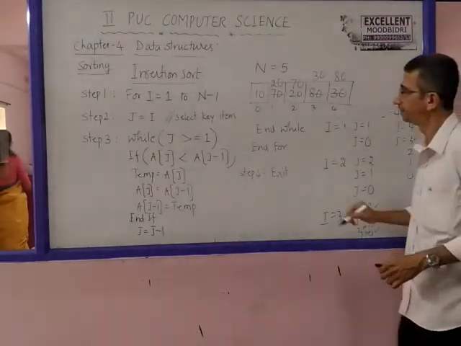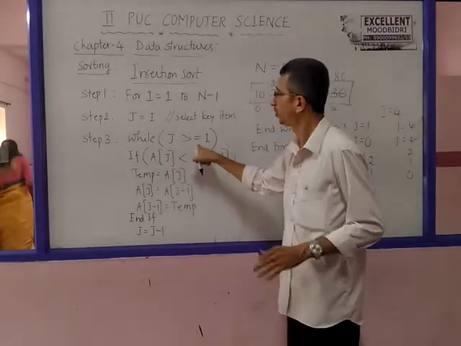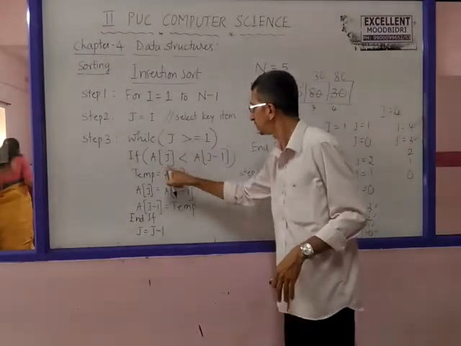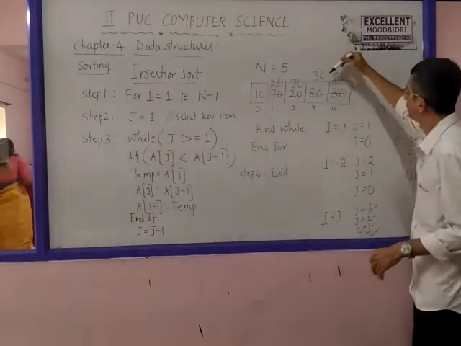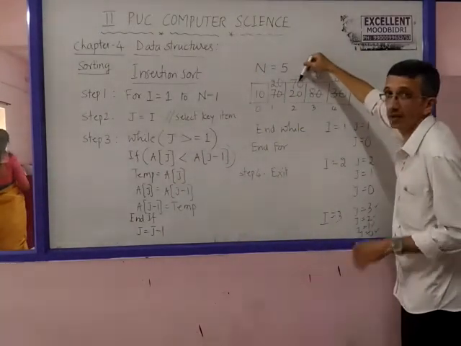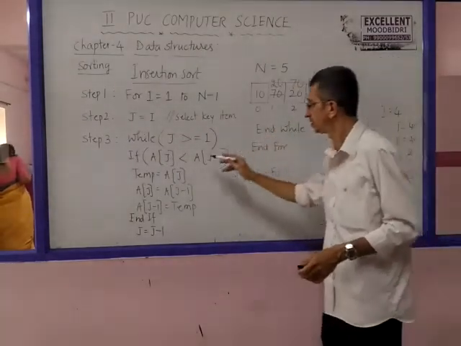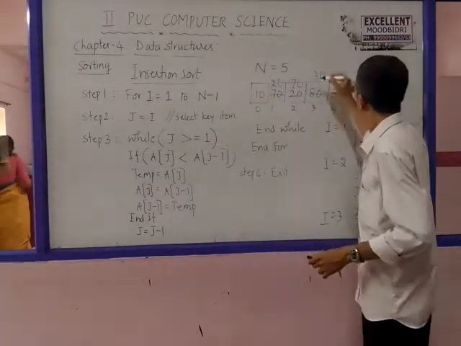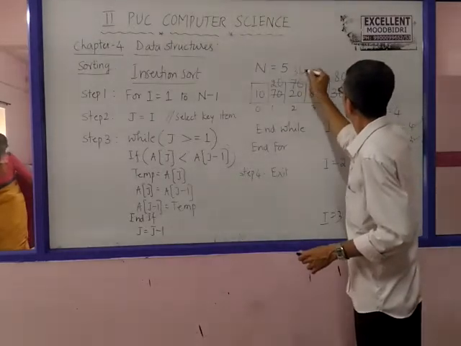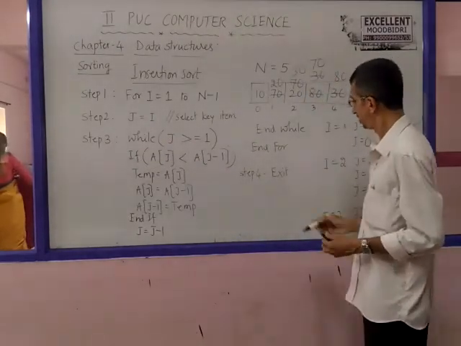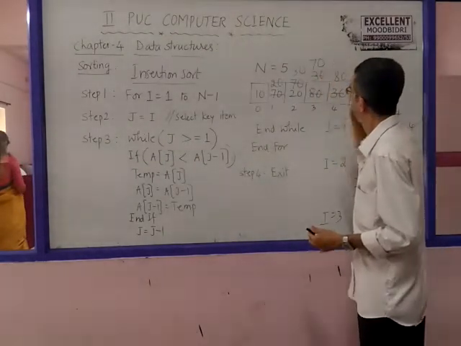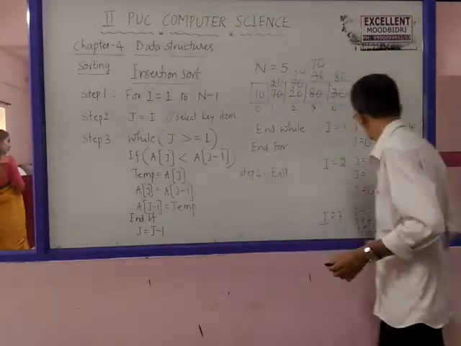J becomes 3. 3 once again more than or equal to 1 is true. A of 3 is less than A of 2. A of 3 is 30. A of previous 2 is 70. 30 is less than 70 is true. So once again into the interchange. 30 and 70 got interchanged. Look at this. This is the new position of 30 and 70.